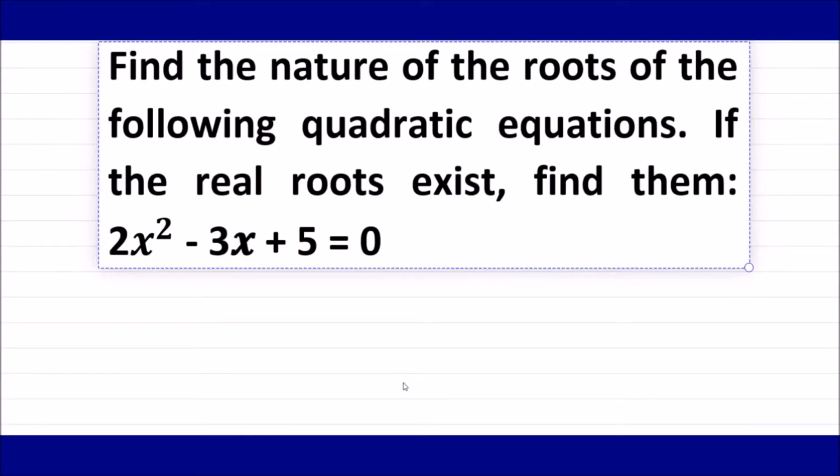The given question is: find the nature of the roots of the following quadratic equations. If the real roots exist, find them. The given equation is 2x² − 3x + 5 = 0. So as per the question, we need to find out the nature of the roots of the following quadratic equation. If the real roots exist, then we need to find them. This question is again a very simple and straightforward one. So let's see how we are going to solve it.